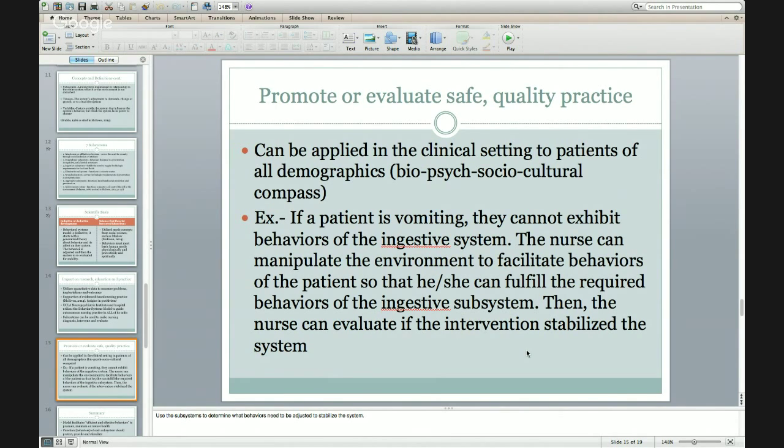An example, if a patient is vomiting, they cannot exhibit behaviors of the ingestive system in order to maintain health. So the nurse can manipulate the environment by maybe administering some Zofran or starting an IV line so that the person could get some intravenous nutrition. So they manipulate the behaviors or the environment to promote behaviors that would fulfill the goal of the ingestive system. And all of the subsystems can be used like that to come up with nursing diagnoses, interventions, and evaluations.